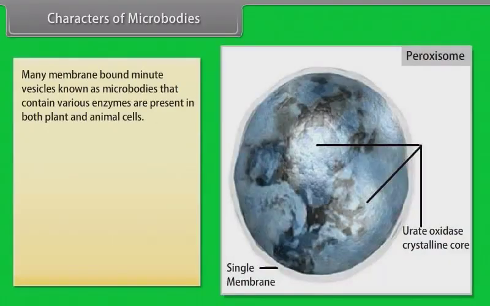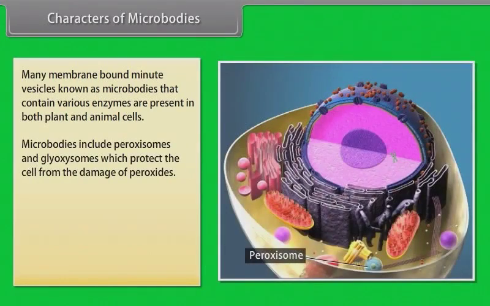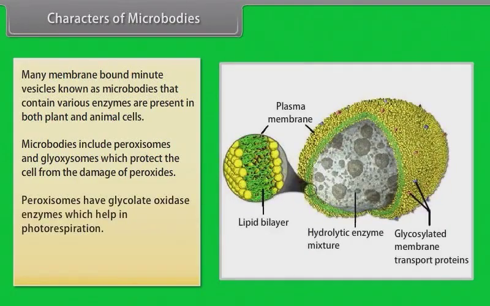Characters of microbodies. Many membrane-bound minute vesicles, known as microbodies, that contain various enzymes, are present in both plant and animal cells. Microbodies include peroxisomes and glyoxysomes, which protect the cell from the damage of peroxides. Peroxisomes have glycolate oxidase enzyme, which helps in photorespiration. Spherosomes synthesize and store fat.